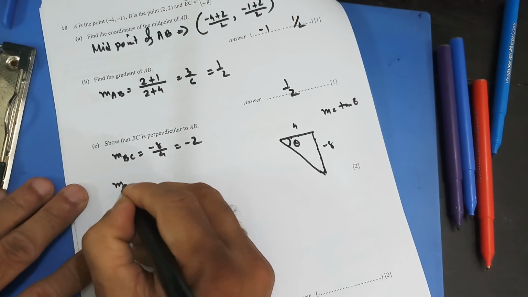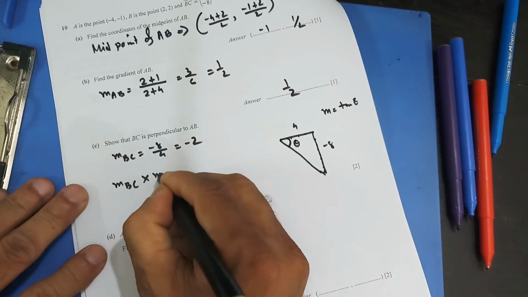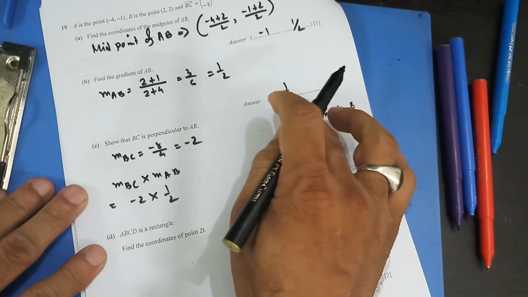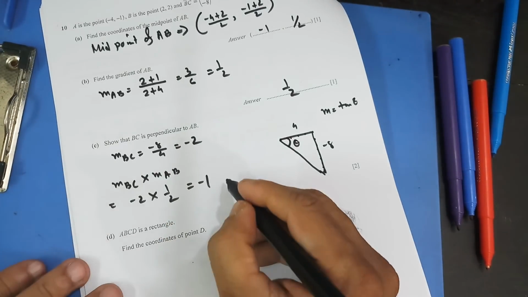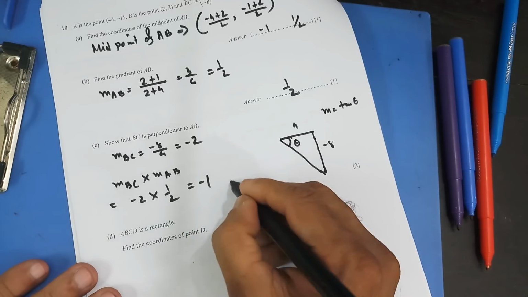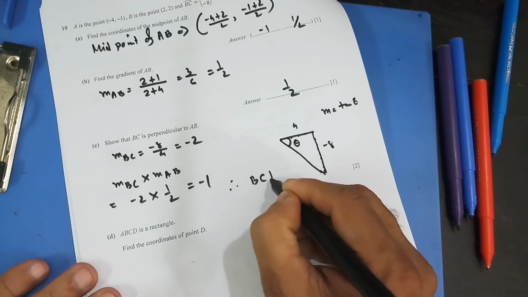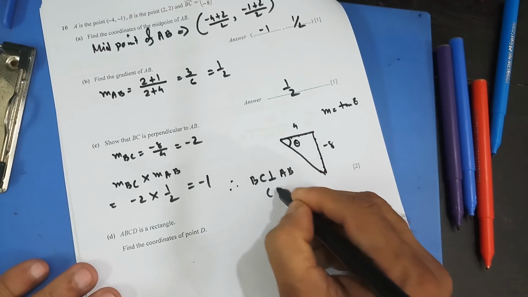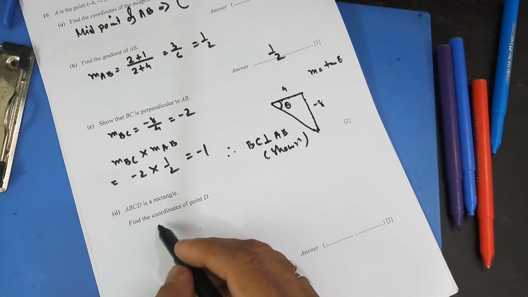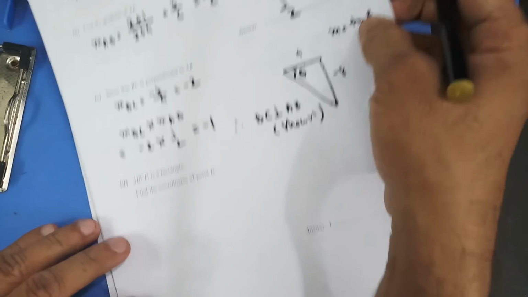Now look at this, gradient of BC times gradient of AB equal to -2 times half. That's what you got, is -1. Since these two gradients' product is -1, therefore BC is perpendicular to AB. Okay, shown. Now ABCD is a rectangle. Find the coordinates of D.